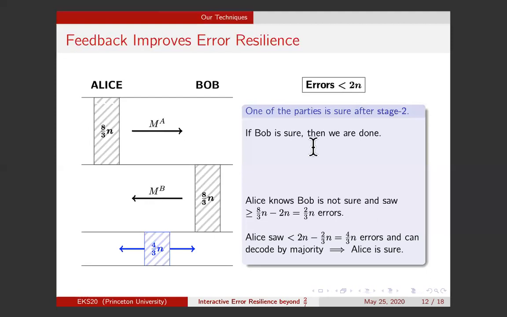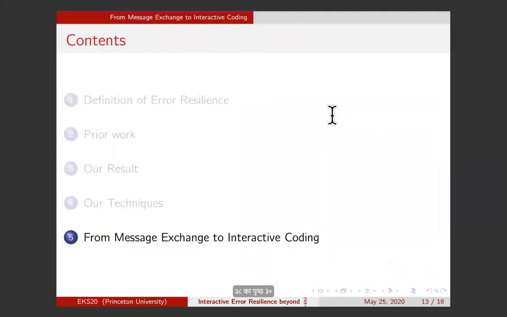So we have shown that either Bob is sure after stage 2 or Alice is sure after stage 2, and therefore one of the parties is sure after stage 2. The lengths of stage 1 and 2 are now smaller than 3n. Well, this length is slightly larger, but it doesn't matter. These lengths are smaller than 3n. The number of errors is the same, and therefore the error resilience is strictly more than 2/7. Okay, so this was our mini proof establishing that there is a protocol for the message exchange problem that has error resilience strictly higher than 2/7.